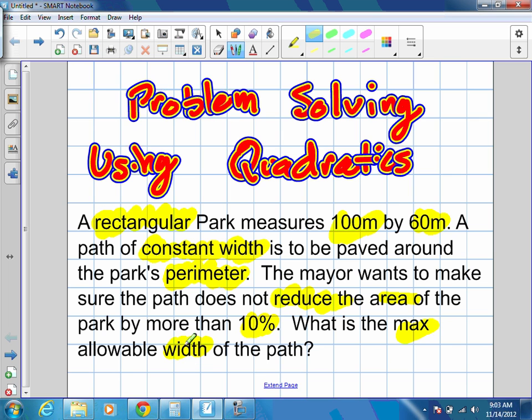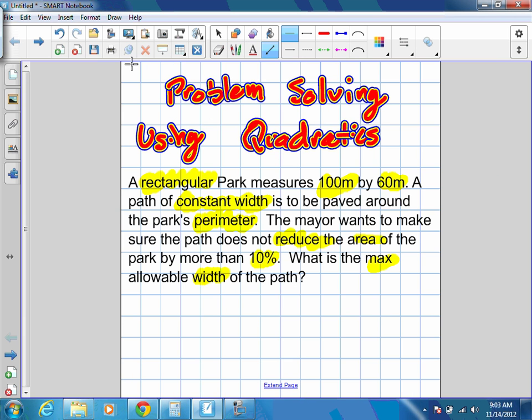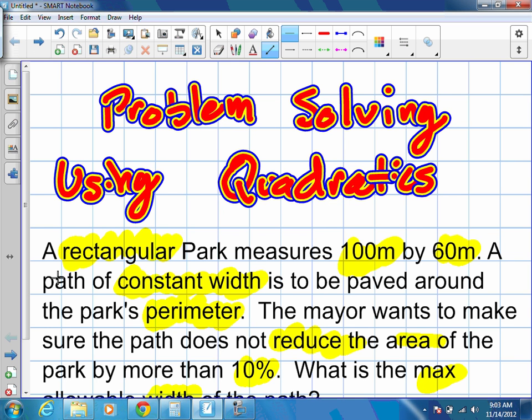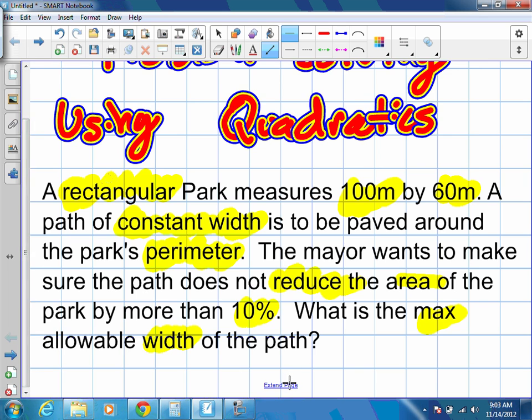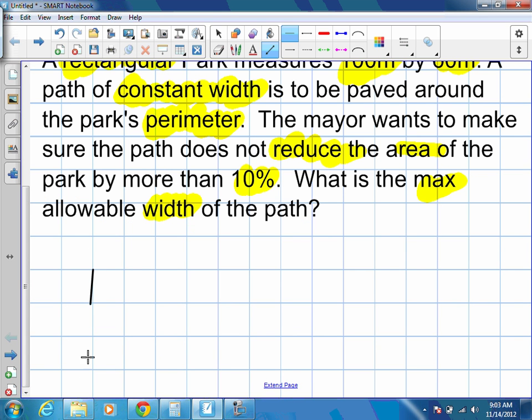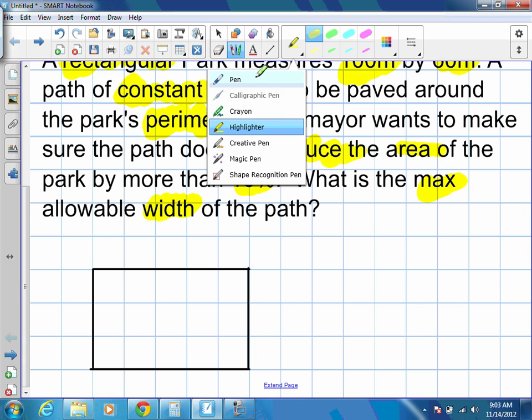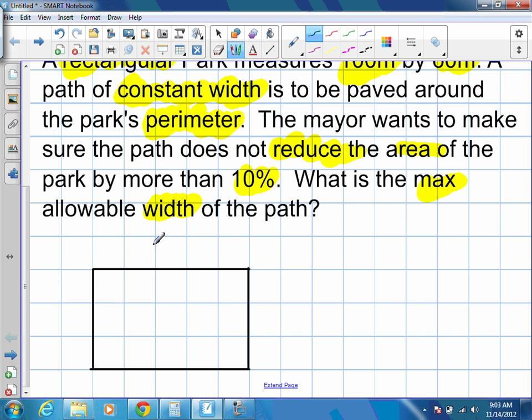Okay? So, to understand this, I'm going to draw a picture. It always makes problems much easier if we're able to put some type of visual to the question. So, we know we have a rectangular park, something like this. And the park, before they've paved anything around it, is 100 meters by 60 meters.